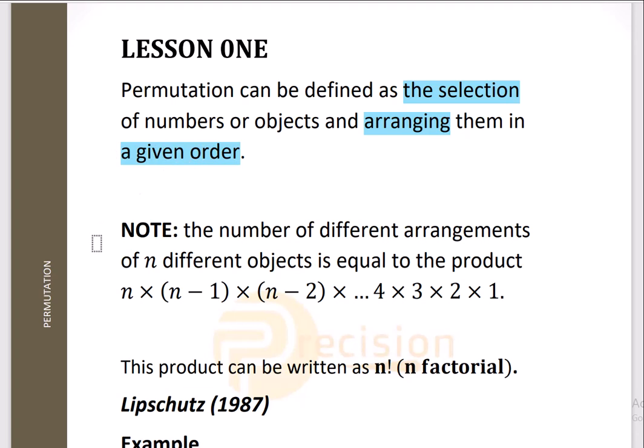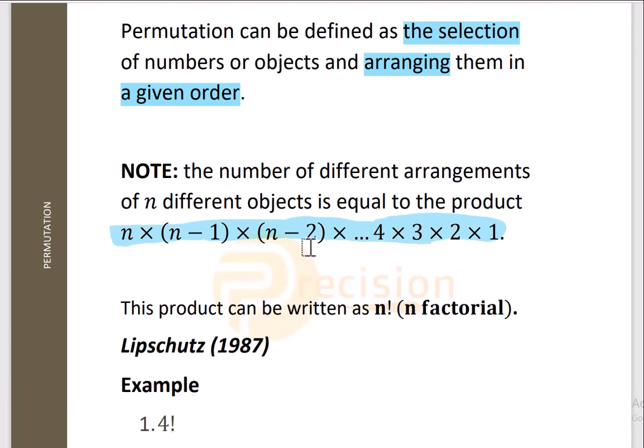I will explain this. I have a note here that says the number of different arrangements of n different objects is equal to the product, and this is the arrangement you are going to be having. Don't be confused or overwhelmed with the information you are seeing here. I will explain this in a minute. Finally, for note keeping, this product can be written as n factorial. So we use the notation factorial. Assume I want to write another number, let's say m. So m with this exclamation mark is m factorial.